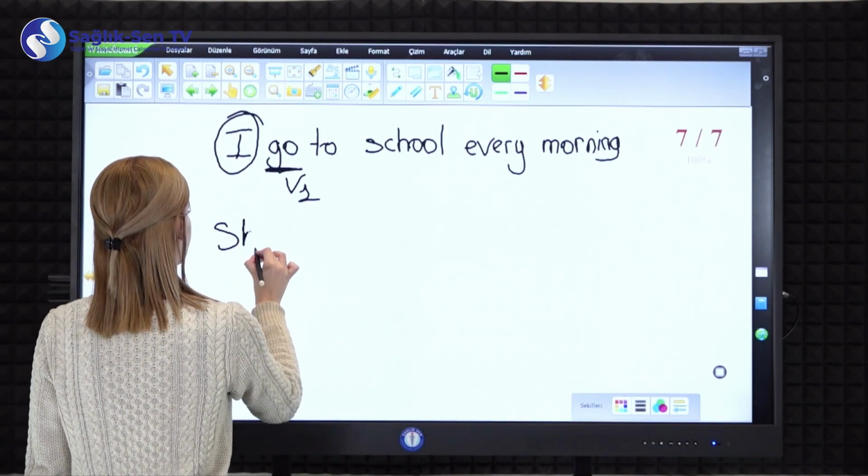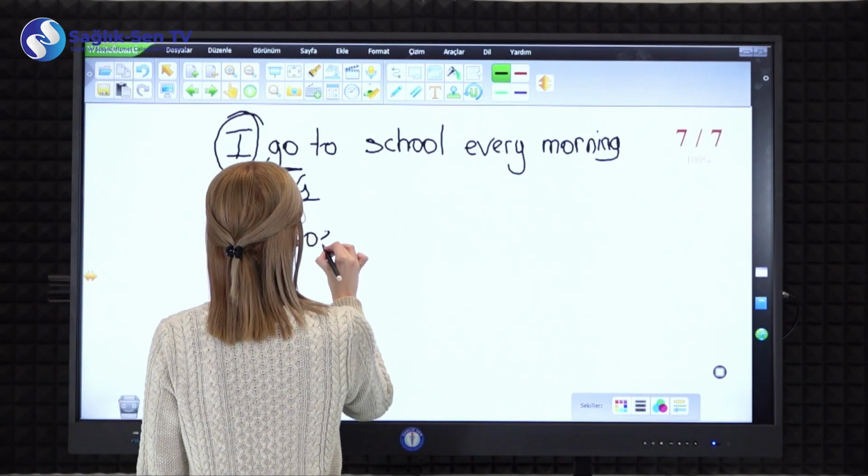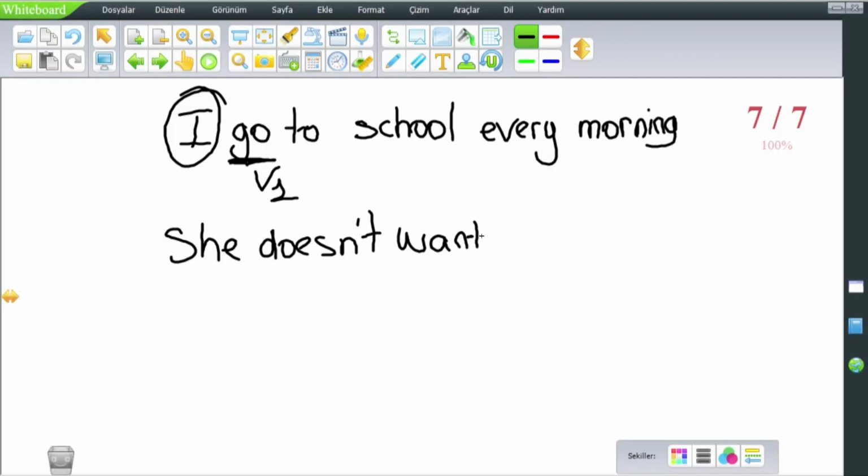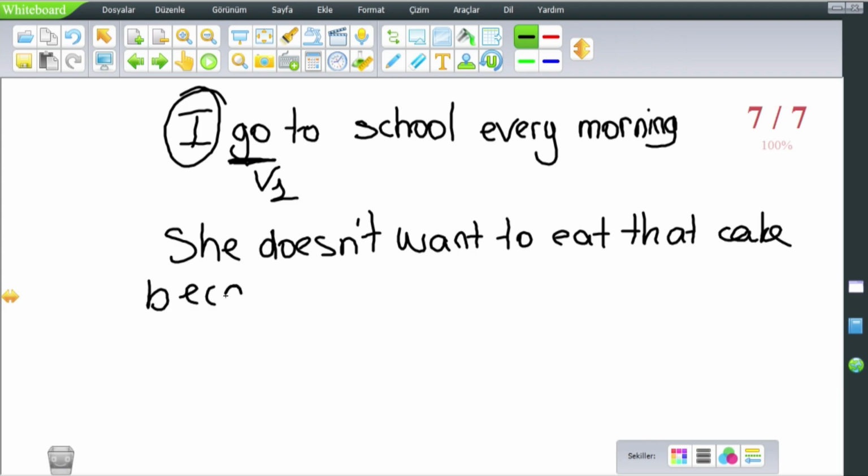She doesn't want to eat that cake because she likes cookies.